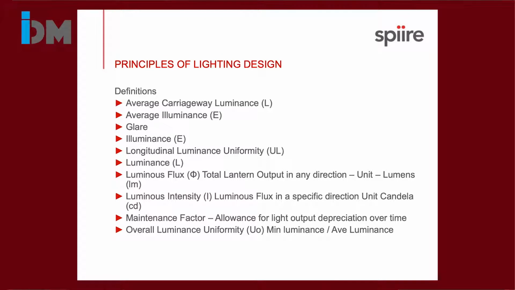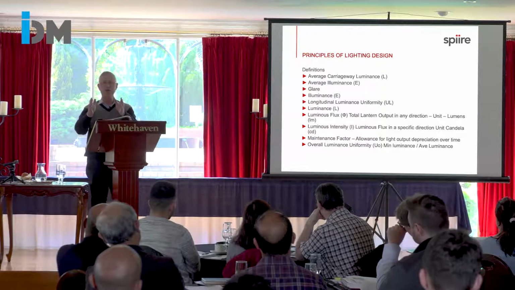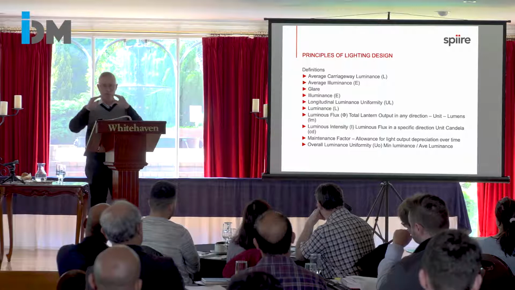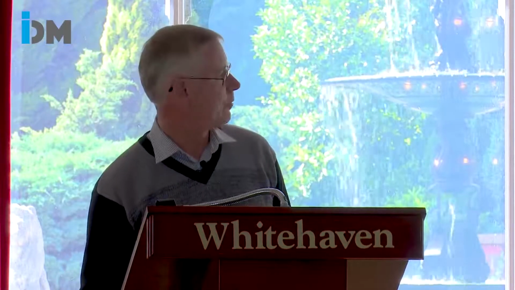And then you've got overall luminance uniformity, which is fairly important to maintain a consistent light level as you're driving down a road. You don't want to be going from light to dark, light to dark, light to dark, because your eyes are going to struggle to adjust to that. Overall uniformity is basically providing a relatively even, consistent light as you're travelling, so that your eyes aren't working overtime trying to adjust.